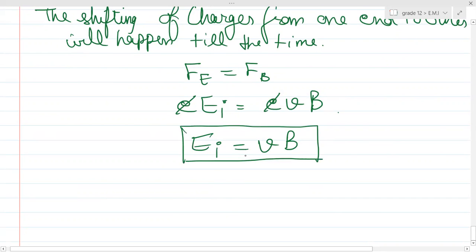Sir, this formula is somewhat similar. You remember velocity selector? We did velocity selector, right? So E by B is v. Same thing.